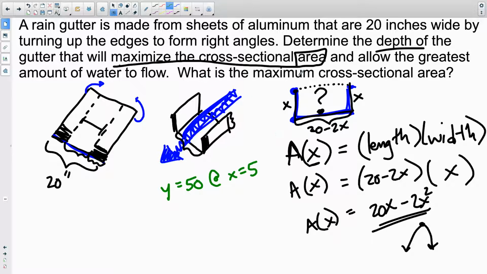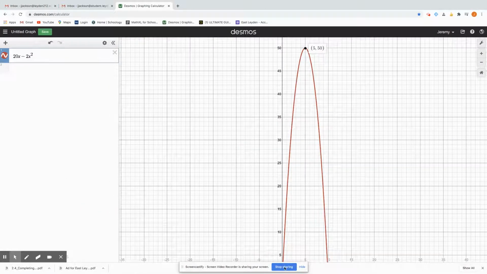So when they ask what is the maximum cross-sectional area, the area is the y value here. So it's 50 square inches is our max area. And what is the depth? The depth occurs when we make that 5 inches. So depth is 5 inches. So again, when it comes to maximizing, we need to have a function based solely on x. We can't say x and y. We can't say L and W. We have to have both of these measurements in terms of x. Then we graph and we find that top of the hill, not the valley.